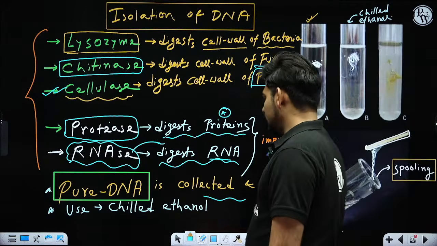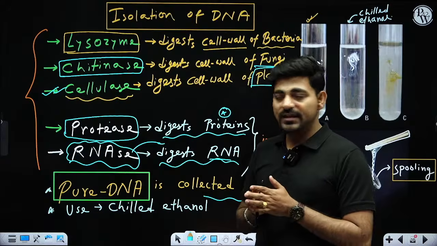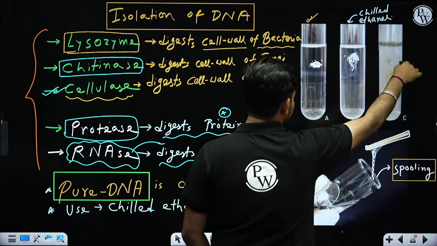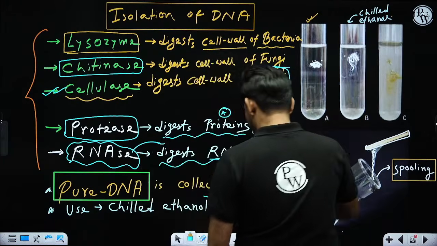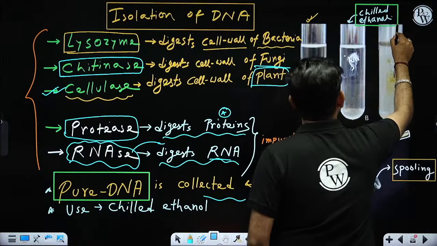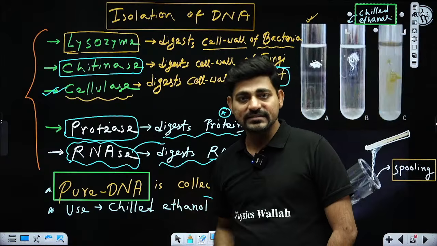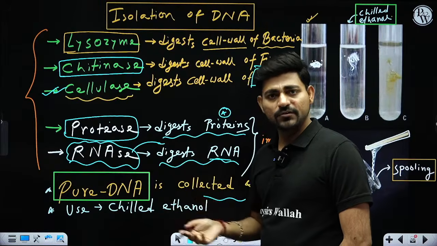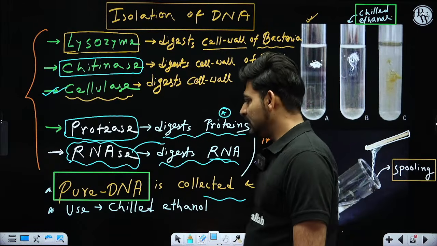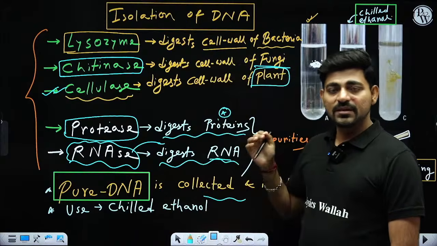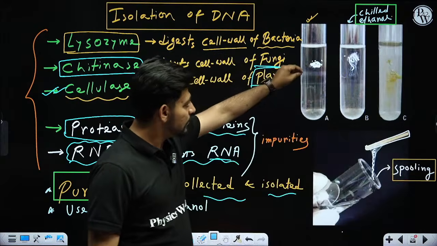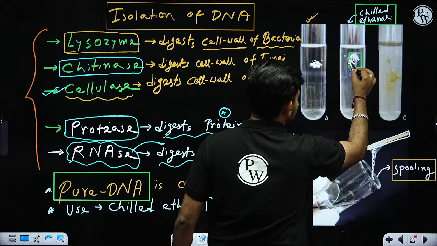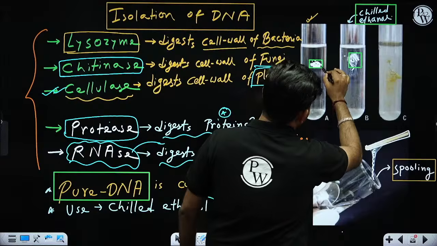And for the process of separation of the pure DNA from this mixture, what you have to use? You have to use chilled ethanol as written in NCERT. You have to use chilled ethanol, or chilled isopropyl alcohol can also be used, and that will help you to sediment the DNA strands in the mixture present in the test tube.